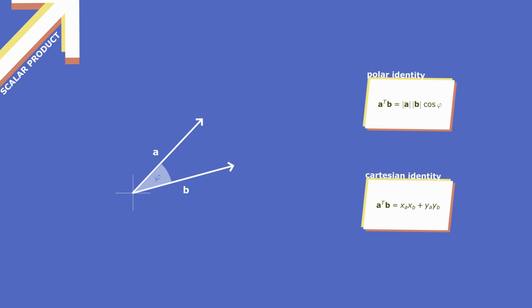Usually, you do not have the angle between the two vectors. In game development, you most likely work with Cartesian coordinates where no angle is directly involved. Cartesian coordinates are very useful for displaying purposes, so you will be handling the Cartesian identity most of the time. If you want to know the angle between the two vectors, the polar identity is used.